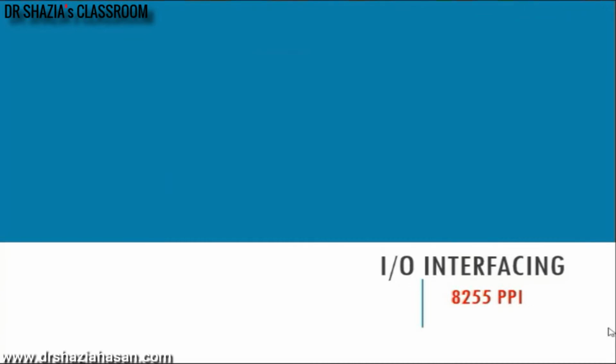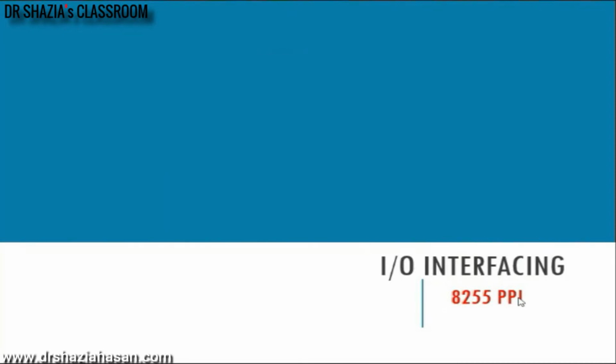We'll start with the IO interface or the companion chip 8255. This particular chip, 8255, is also called the Programmable Peripheral Interface or PPI. The basic purpose of 8255 is to provide an interface between the microprocessor and any IO device.